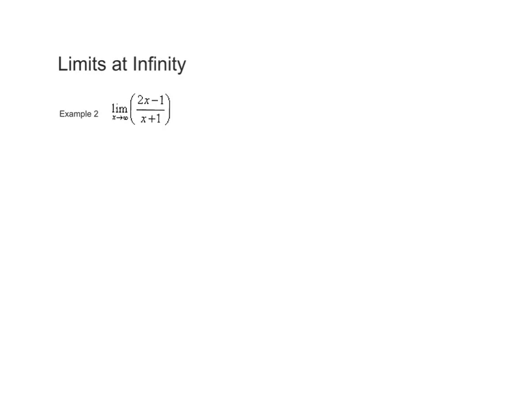I'm going to use the ratio of the leading coefficients. That would refer to the numbers in front. So in this one, the number in front on top is 2. The number in front on the bottom is 1. So the limit equals 2. Again, that refers to the horizontal asymptote. There's an asymptote at y equals 2.